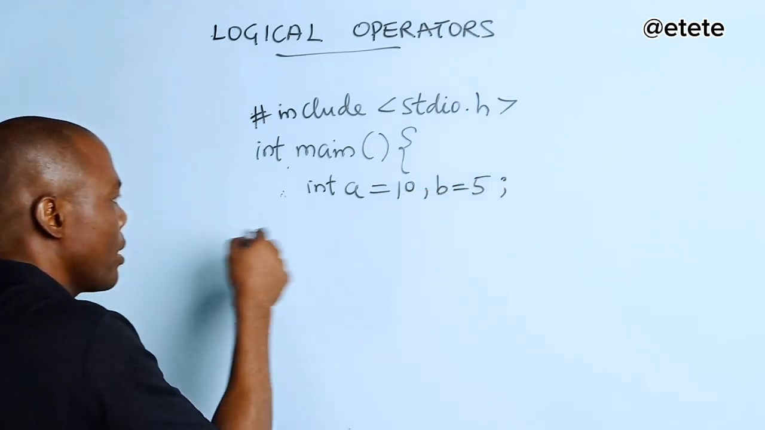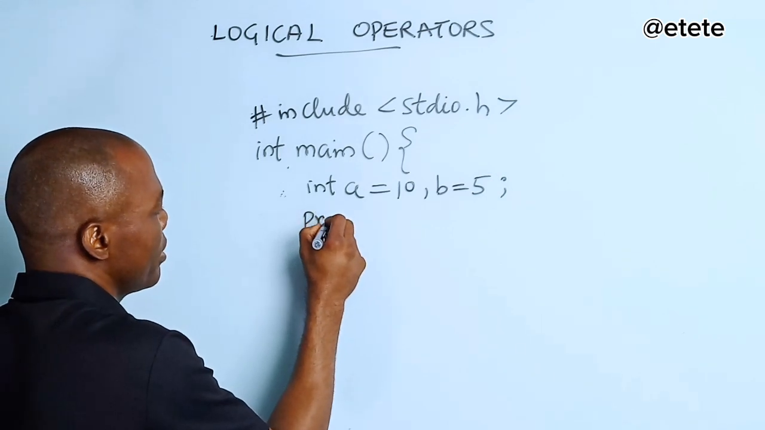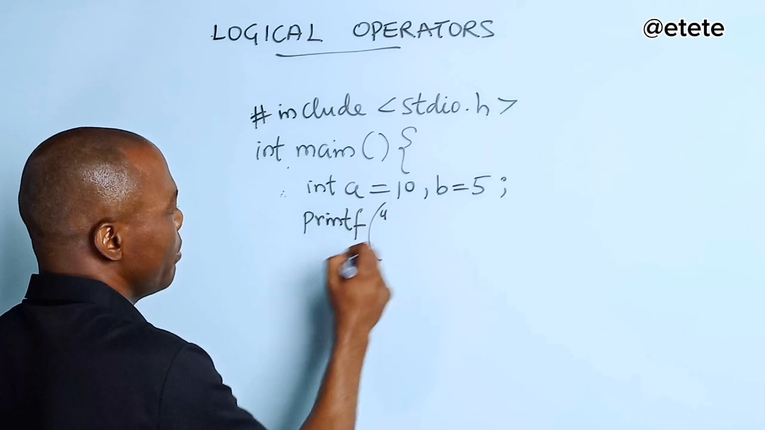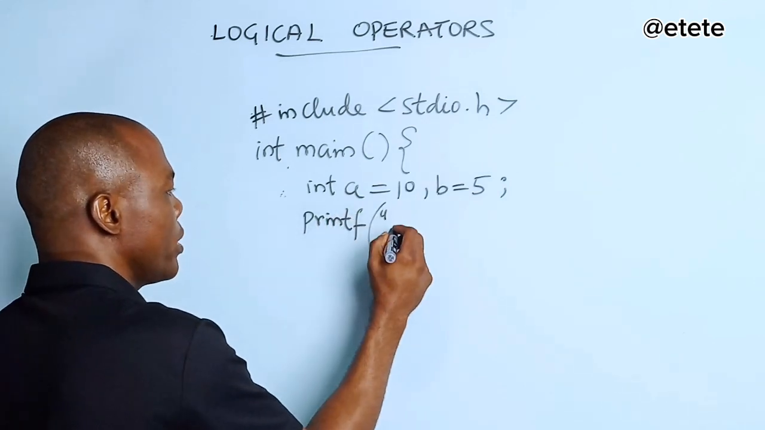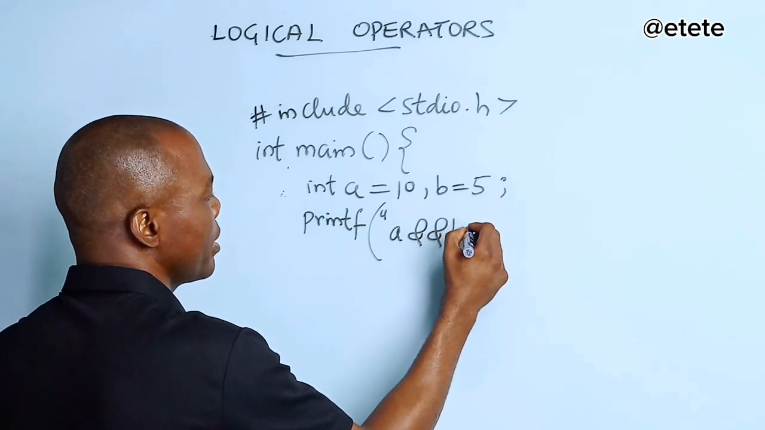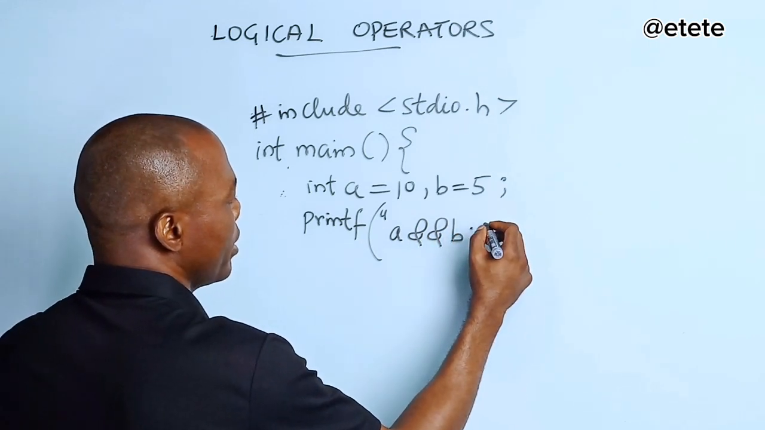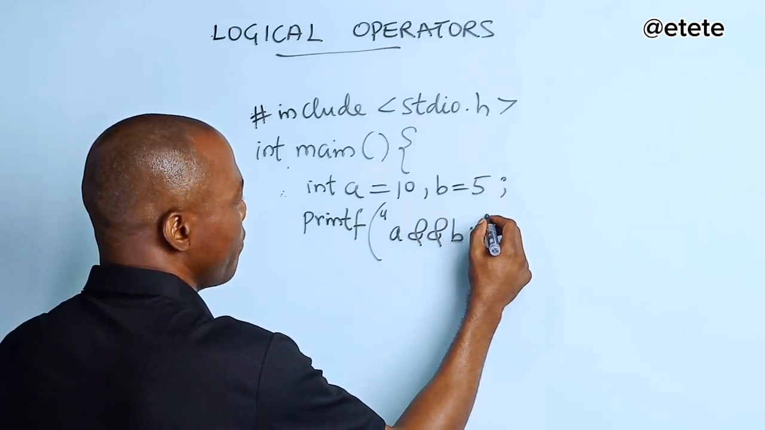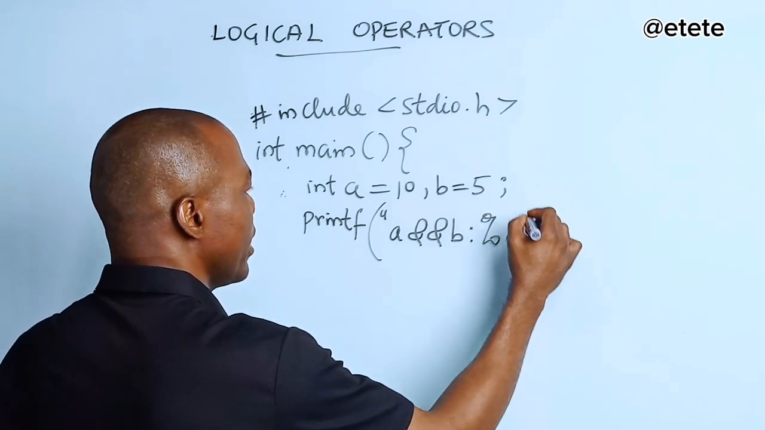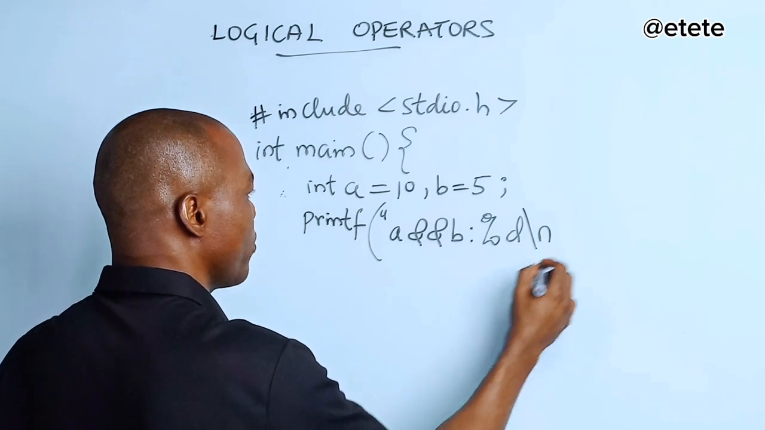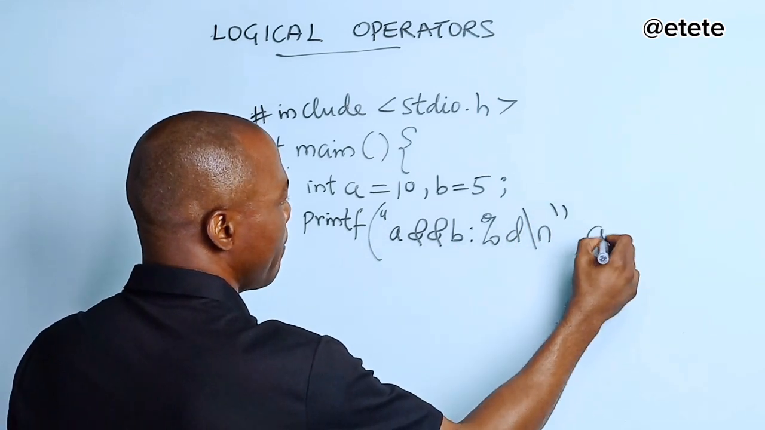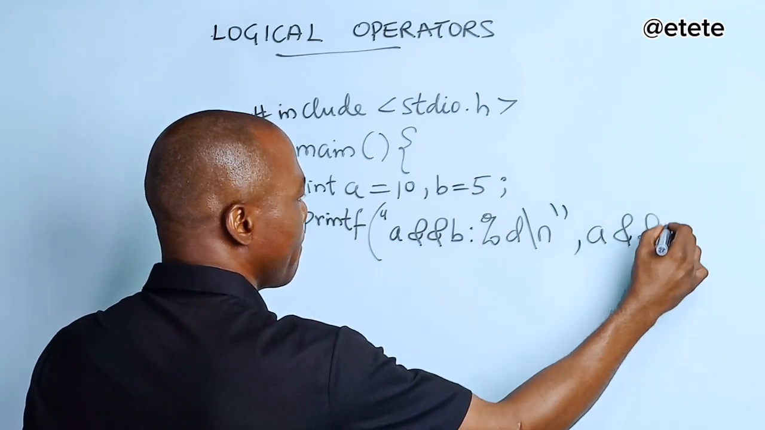then we'll close this. Then we'll come here and we'll say printf, and then we'll put this in parentheses. So here we'll say A and B. Then we'll put our format specifier %d, and then I'll put my escape sequence. Then I'll close this, comma. So then I'll do this here, B.